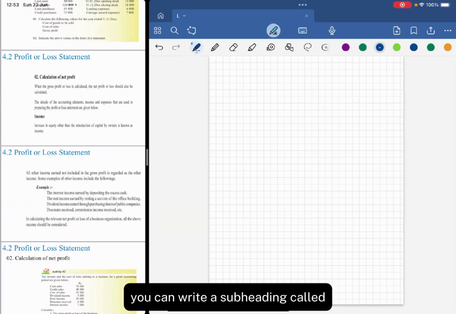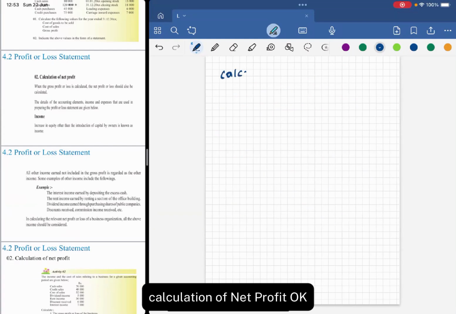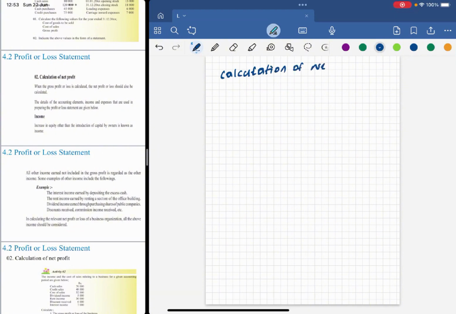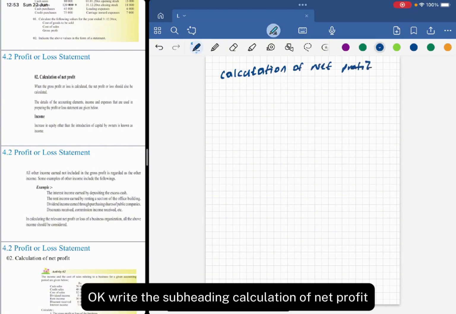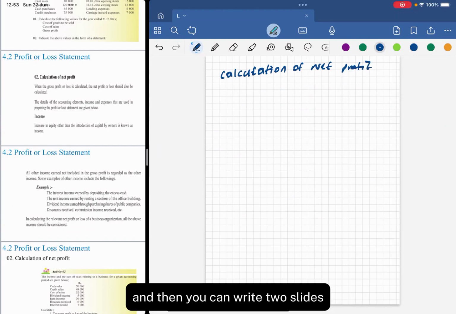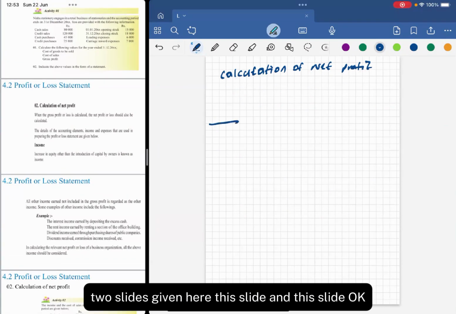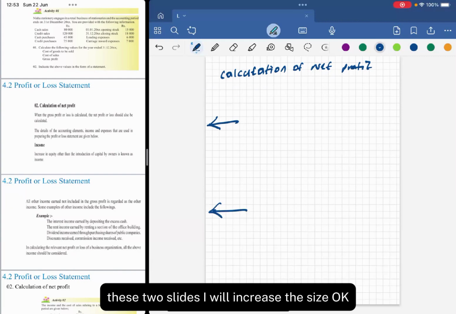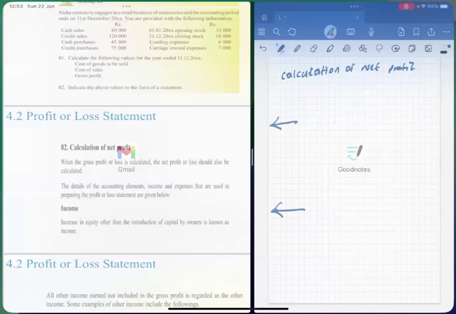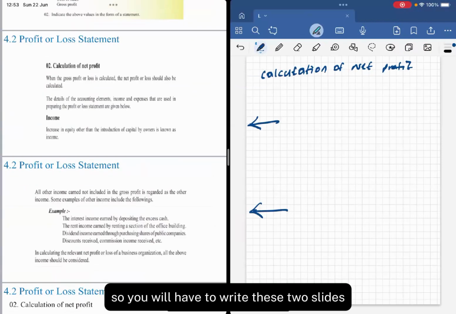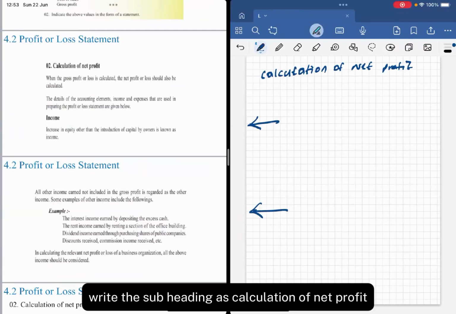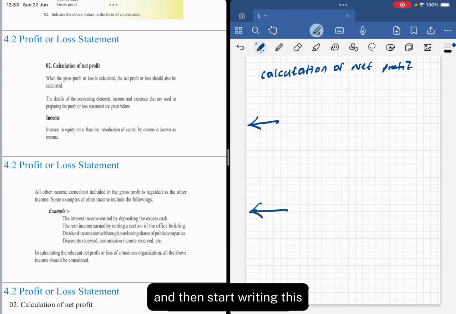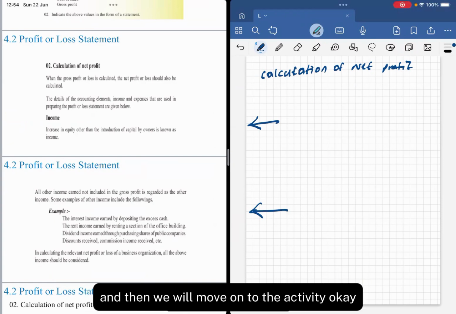You can write a subheading called calculation of net profit. Then you can write the two slides which have been given here, this slide and this slide. I will increase the size. You will have to write these two slides. Write the subheading as calculation of net profit and then start writing this, and then we will move on to the activity.